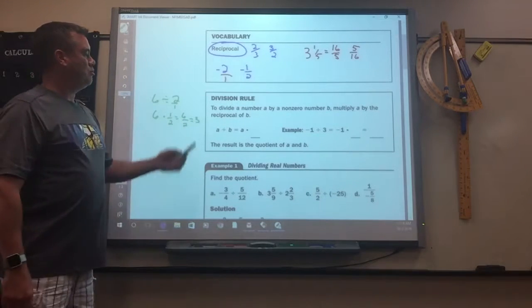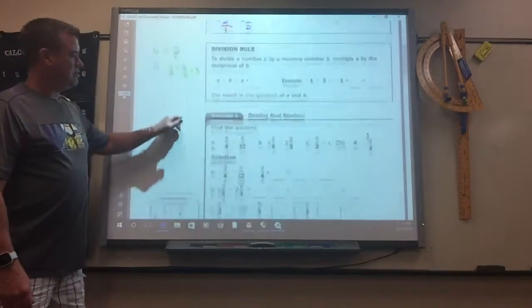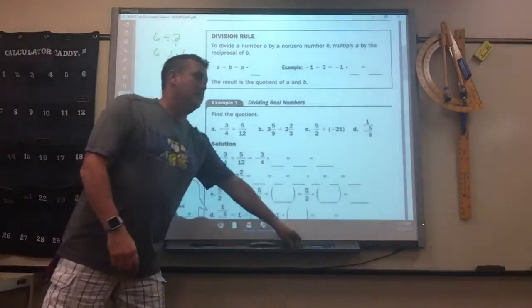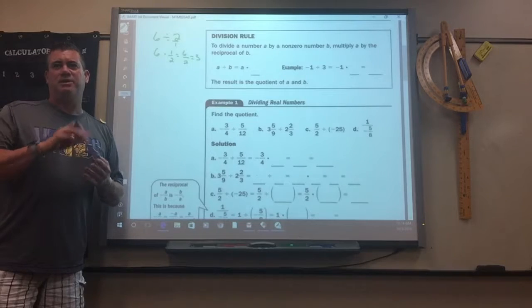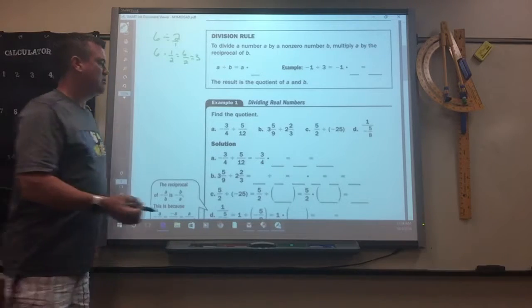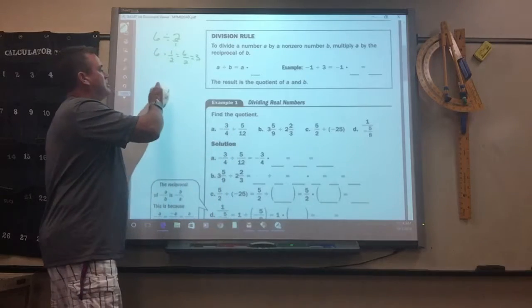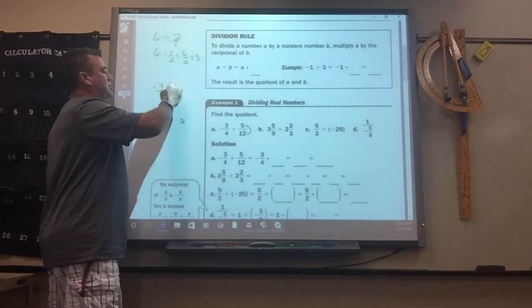So remember, we don't have to do that when it's just regular numbers, but when you have fractions, you need to know that. Again, we can use calculators on these, but if you don't have a fraction calculator, you need to know the rules. So you take the first fraction times the reciprocal of the second one.